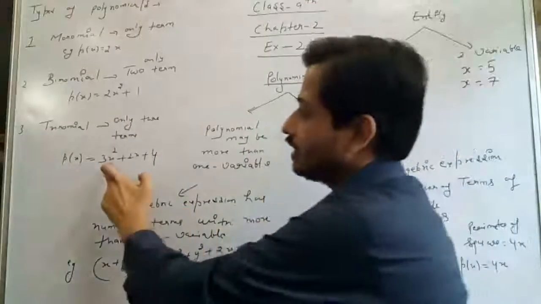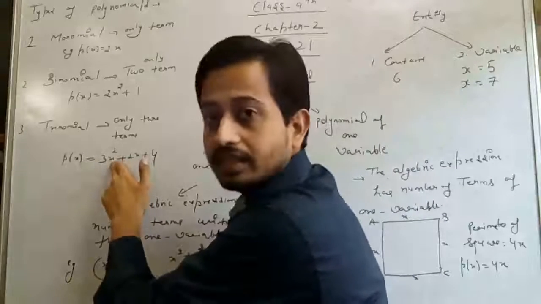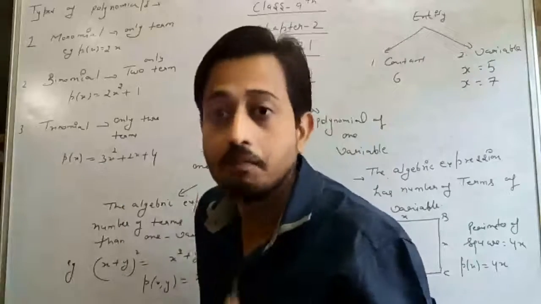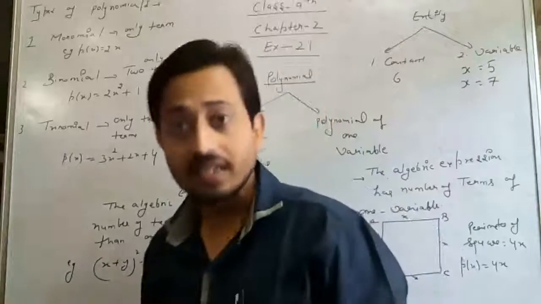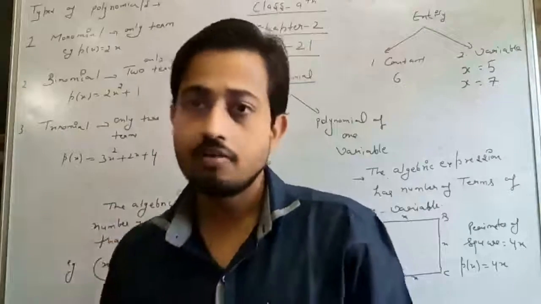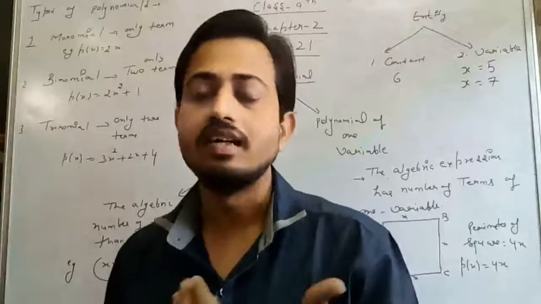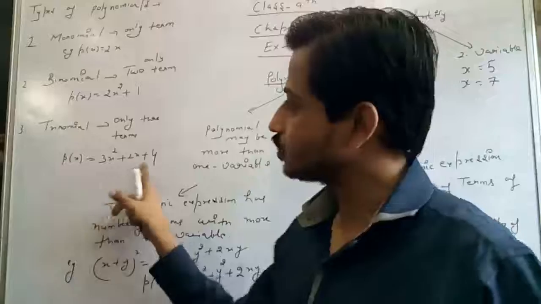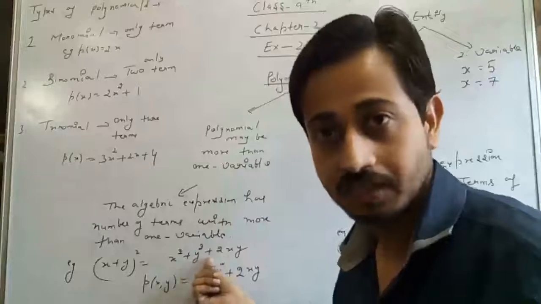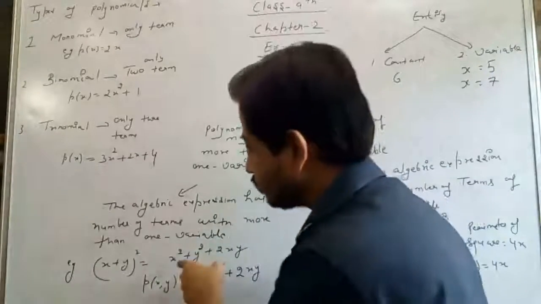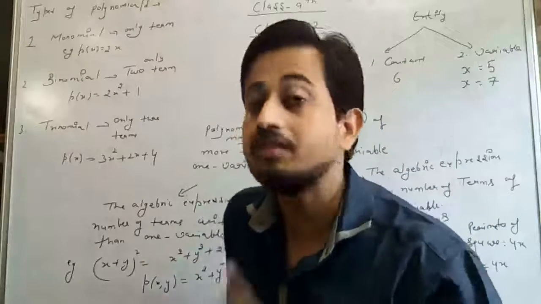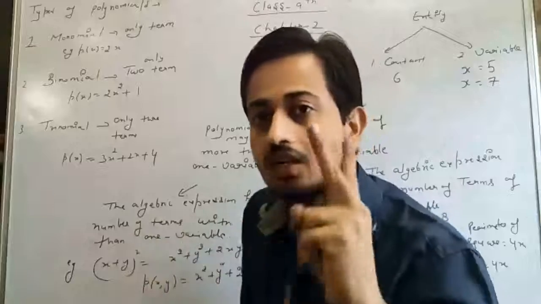Please make a note here. In this x square, x is your variable, and 3 is your constant. It means a term may be either a constant, or a variable, or both, the multiplication of a constant with a variable. If you find such an expression, that expression is called an algebraic expression. I am writing here another algebraic expression, but here the variables are two. The variable x is a variable, and y is also a variable. It means we have two variables, so this polynomial has two variables.